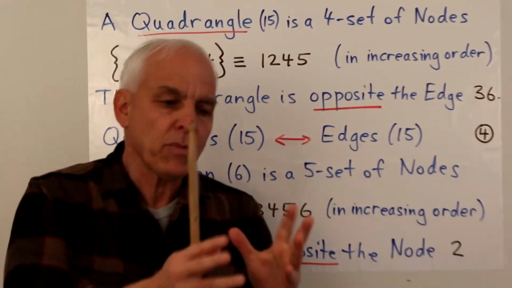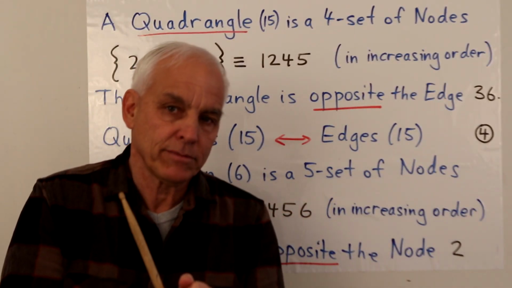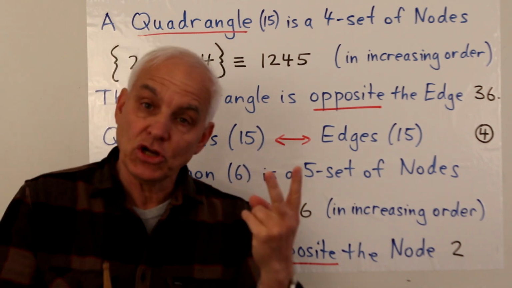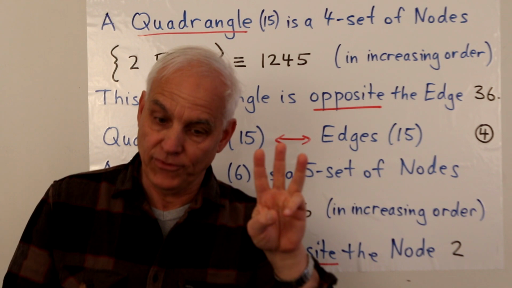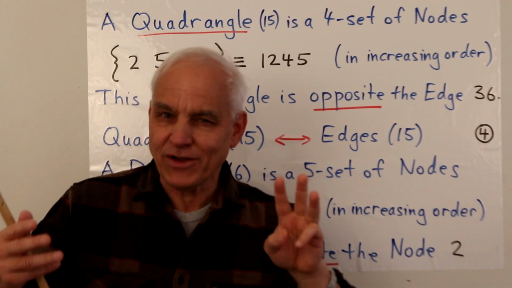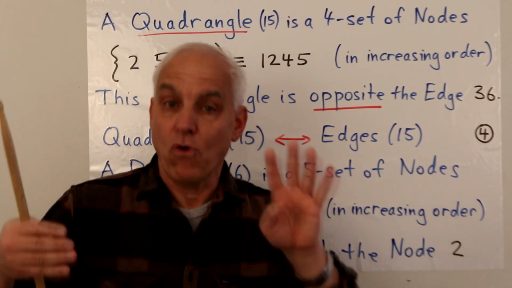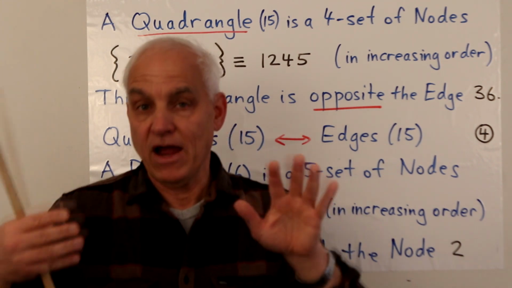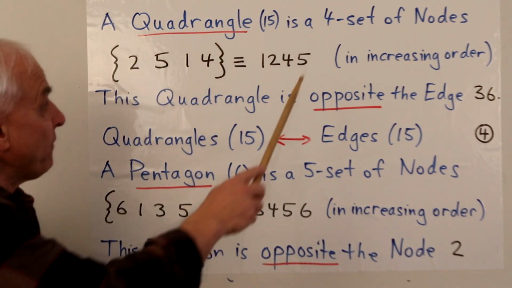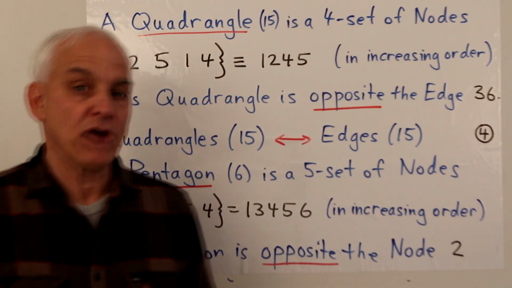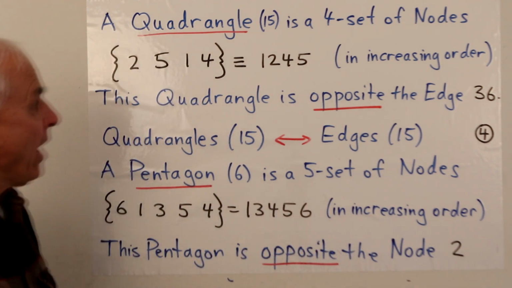Now, to go a little bit further, we want to introduce bigger analogs of triangles and actually of edges. So an edge was a 2 set of nodes. A triangle was a 3 set of nodes. So it makes sense for us to continue the pattern and give some names to 4 sets of nodes and 5 sets of nodes. Well, a 4 set of nodes will be called a quadrangle, like triangle, quadrangle. And there's 15 of them.